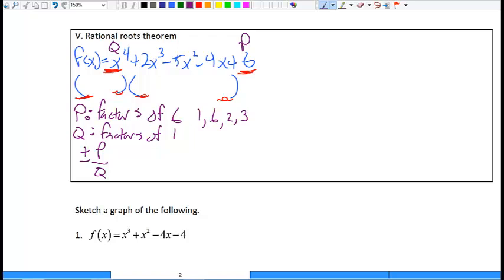So in this particular example, it's not that bad because we have just one number for Q. But if there were, say, 1 and 2, or more than one number, we would literally take everything of P divided by everything of Q and make a list. So our possible factors would be plus or minus 1 over 1, plus or minus 6 over 1, plus or minus 2 over 1, and plus or minus 3 over 1. Those are all the different possibilities that we could try. That's a fairly decent list. We have 8 numbers to pick from.